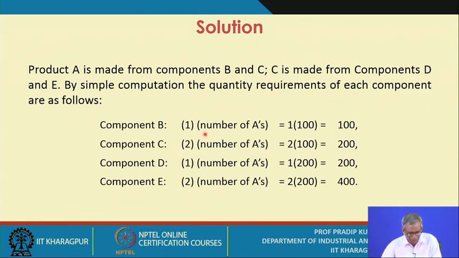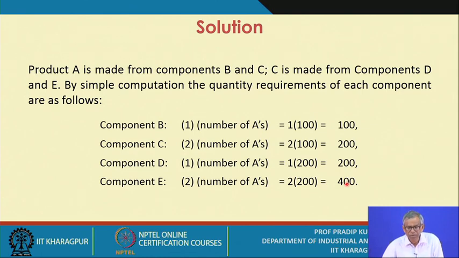For component B, the number of A's is 1 into 100, that is 100 units. Component C is 2 into the number of A's, that is 2 into 100, that is 200. Component D is 1 into 200. Obviously, components D and E are dependent on component C. So you need 1 unit of D to produce each C, so it must be multiplied with 200, and E is 2, that is 400.